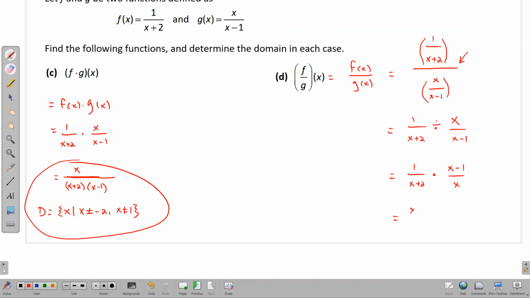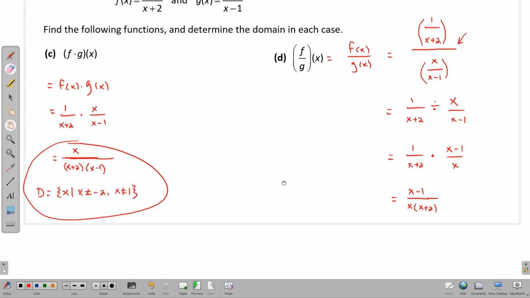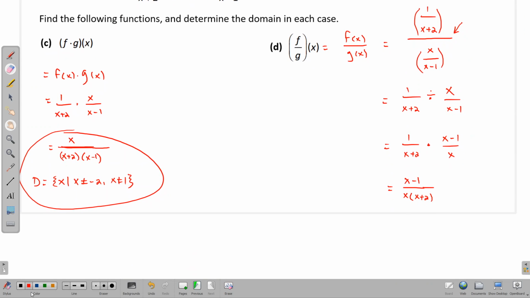And now we're doing the same steps that we did over here. Multiply the tops, so the top would be x minus 1. The denominator would be x times x plus 2. All right, so that gives us that. Now, when you look at this, you're thinking, okay, the domain is just we're going to throw out 0 from this, and we're going to throw out -2 from this, and that's it. But we've got to be more careful. With division, you've got to be more careful.